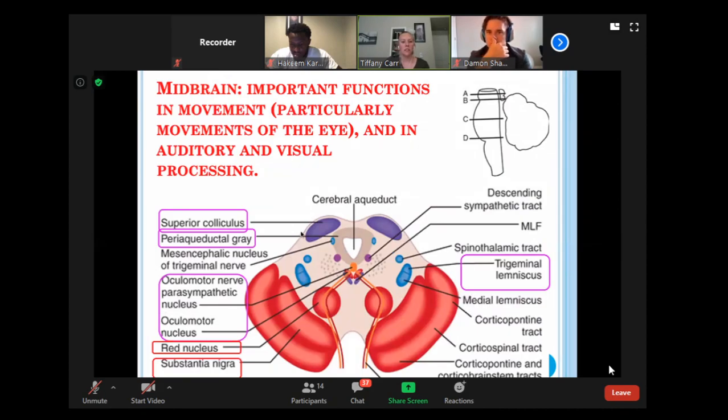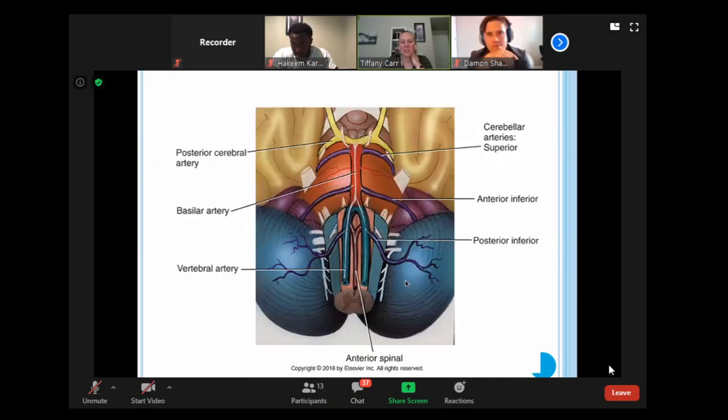All right. So we have the superior colliculi, so we know that this is the posterior aspect. We have the periaqueductal gray and the cerebral aqueduct, we are at the level of the midbrain. So these are going to be important for the functions of movement, especially with the eye and auditory and visual processing. So we have, I lost my mouse there. There it is. Ocular motor nuclei, the red nucleus, substantia nigra, corticospinal tracts. These kind of all are mixing in together a little bit. So trigeminal lemniscus and all that fun stuff.